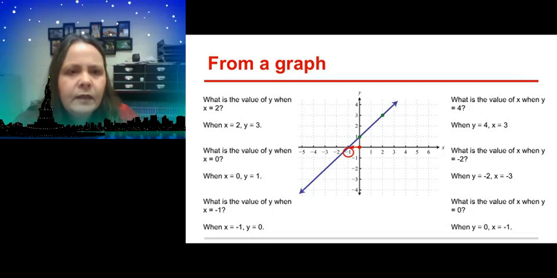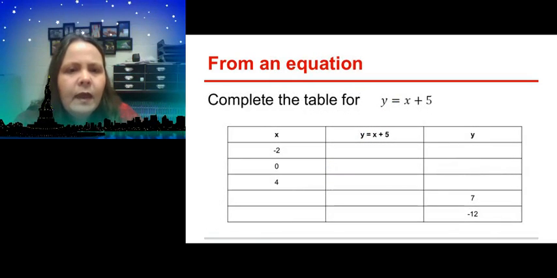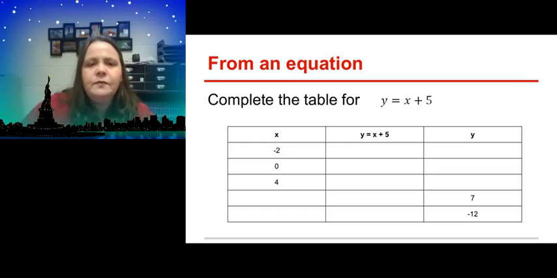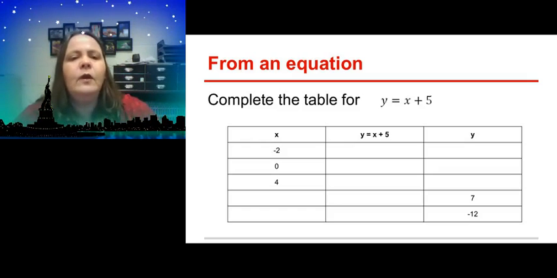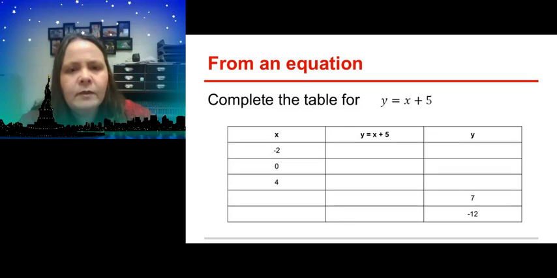All right, let's look at our last thing, and it is from a table. So here I have, from an equation, we're going to complete a table for an equation. So when I have an equation and I want to complete this table, I have: complete the table for y equals x plus 5. Very simple linear equation here. And you see some of the values there are filled in. So we're going to start where x equals -2.